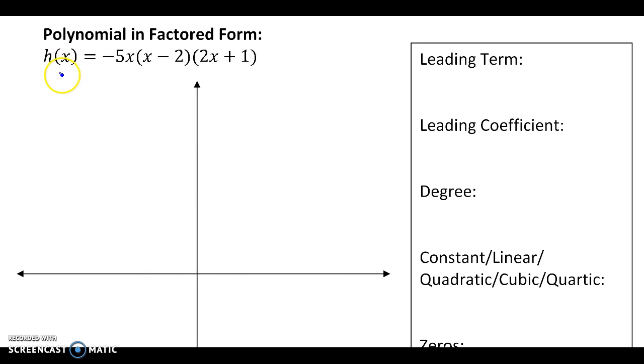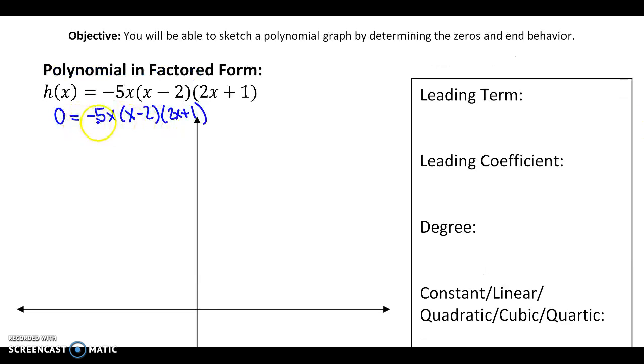So h of x is kind of like saying y, so we want our y to be 0, and then we have that equals this. And then we can use the zero product property to solve for the zeros, which essentially says if I'm multiplying these things and they equal 0, then either this needs to be 0, or this needs to be 0, or this needs to be 0, or some combination. So I would have either negative 5x equals 0, x minus 2 equals 0, or 2x plus 1 equals 0. And you can go ahead and solve those and figure out the zeros.